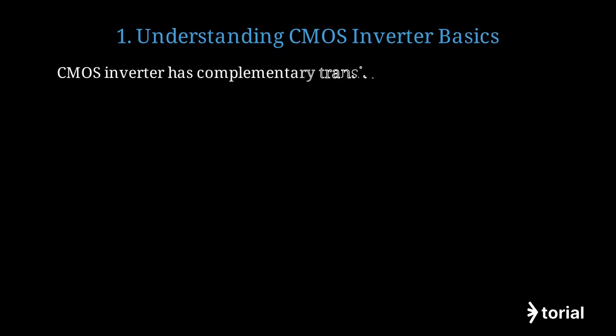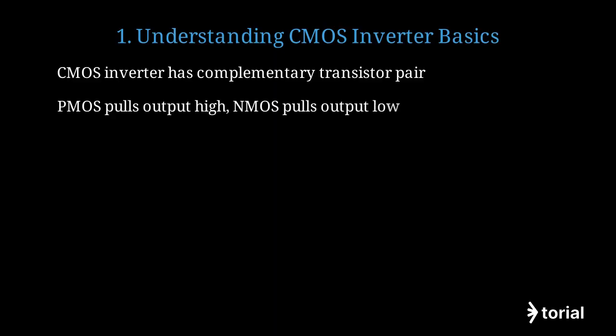A CMOS inverter uses a complementary pair of transistors, one PMOS and one NMOS, working together. The PMOS transistor pulls the output high to VDD, while the NMOS transistor pulls it low to ground. When input goes low, PMOS turns on and charges the output capacitance, creating the rising edge with propagation delay.